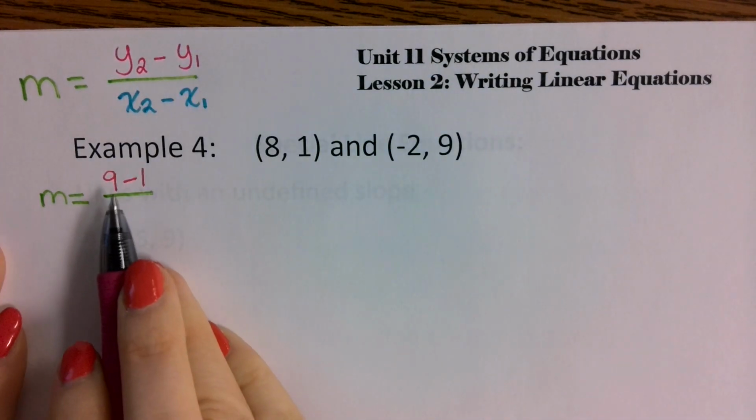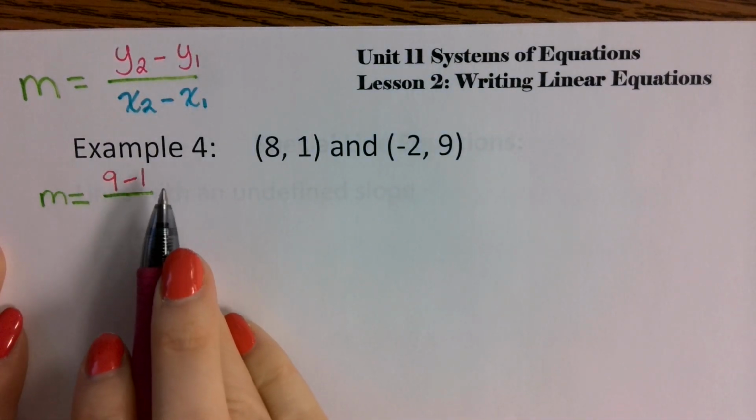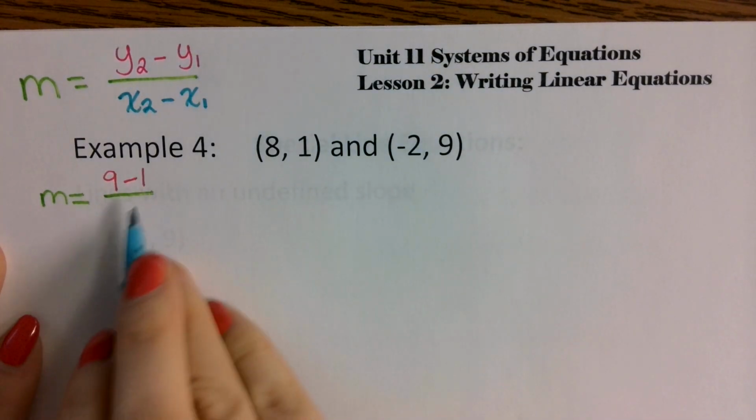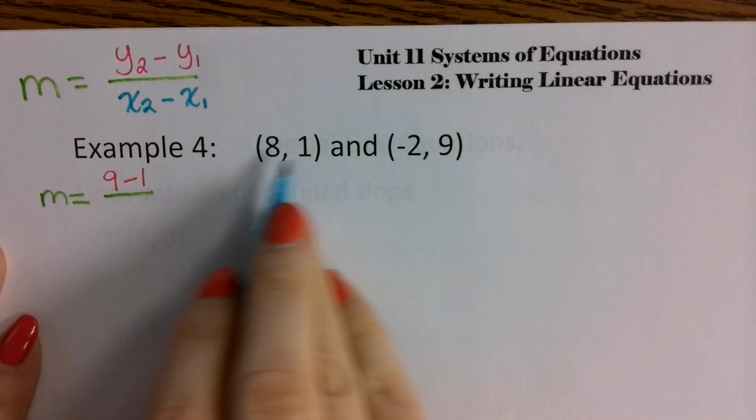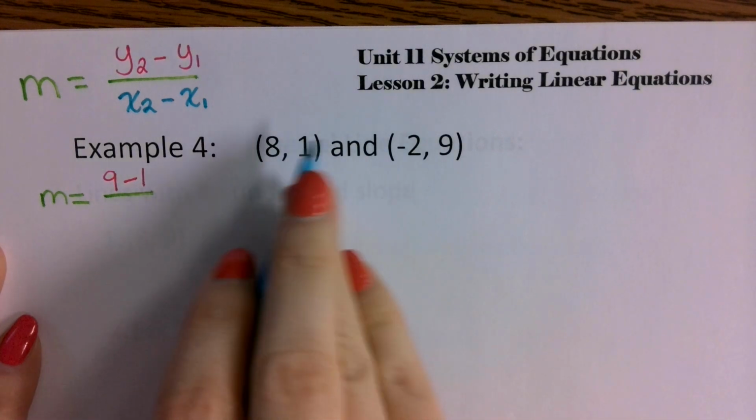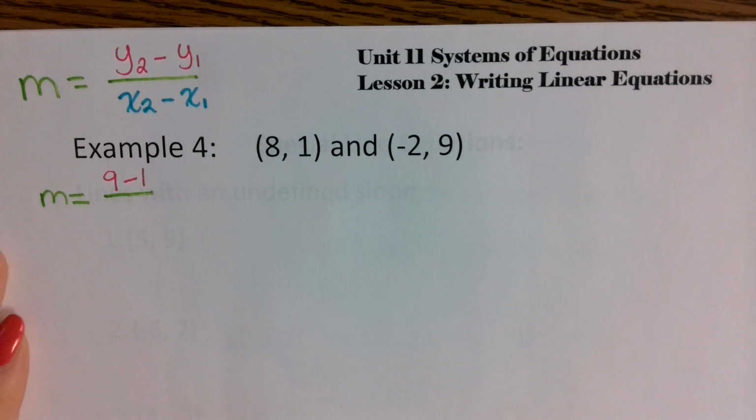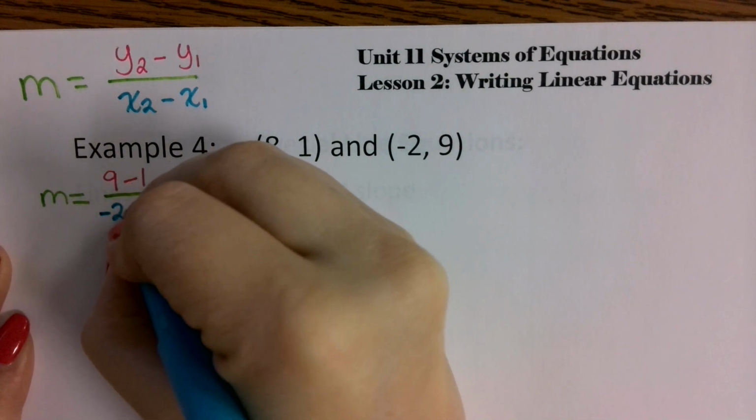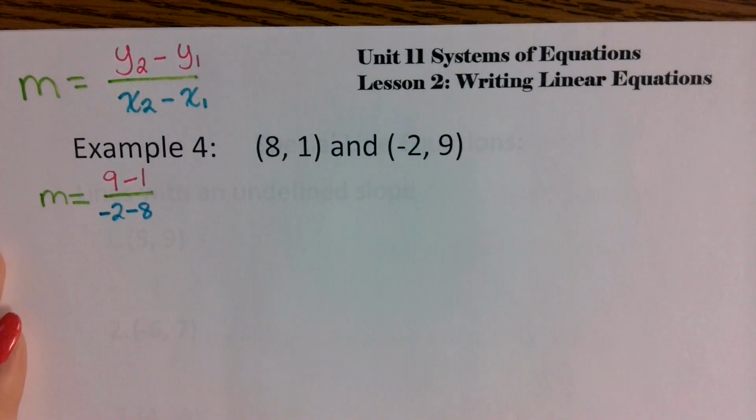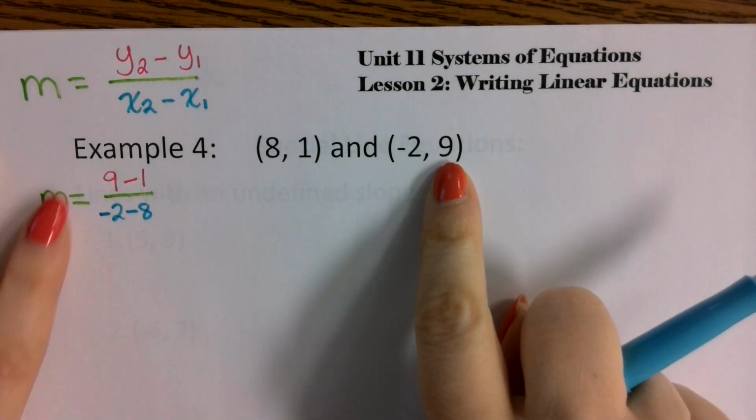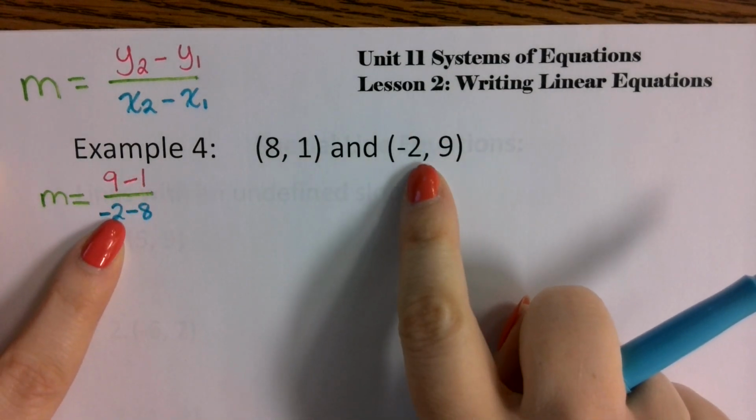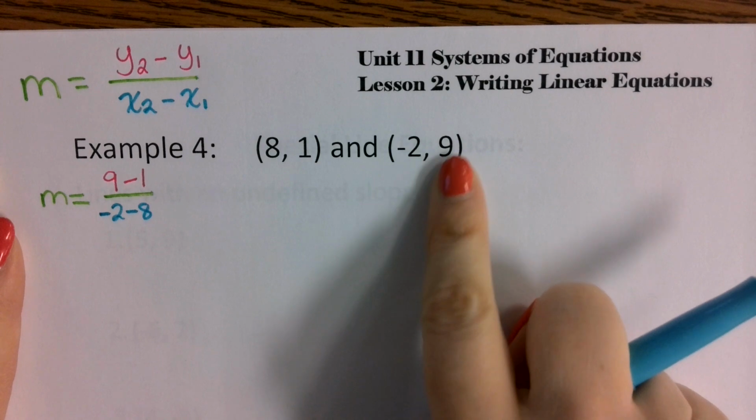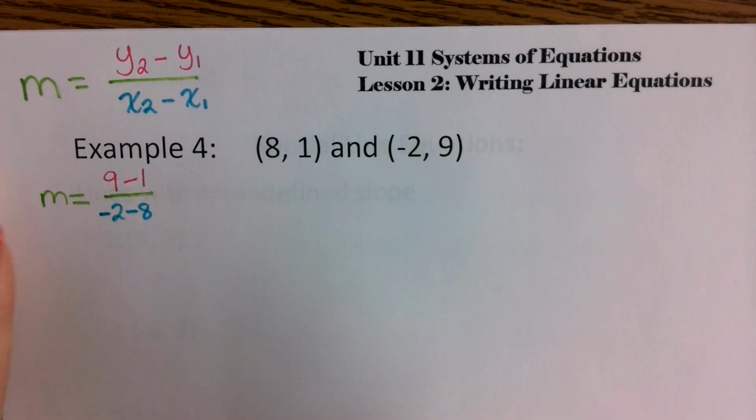Now, based off of the fact that I did 9 minus 1, how do I have to subtract my x's? Am I going to do 8 minus negative 2 or negative 2 minus 8? Which one? Negative 2 minus 8. Good. You have to keep it in the proper order. Since I used the 9 first for the y's, I have to use this negative 2 first because they came from the same point. Okay?